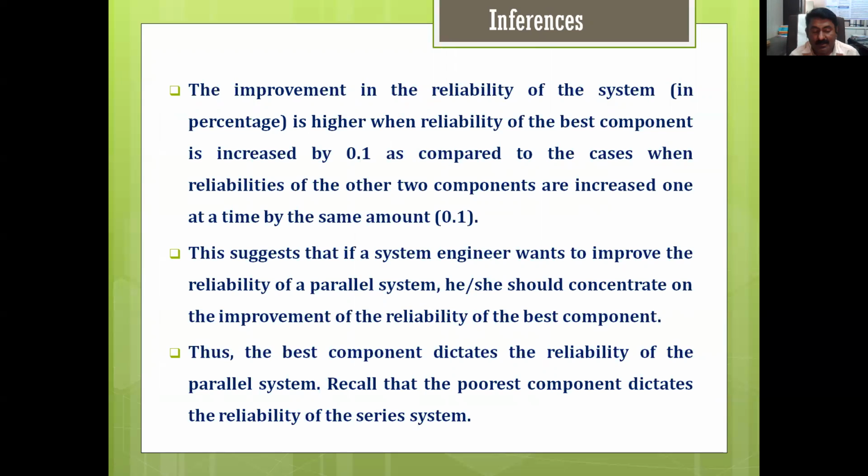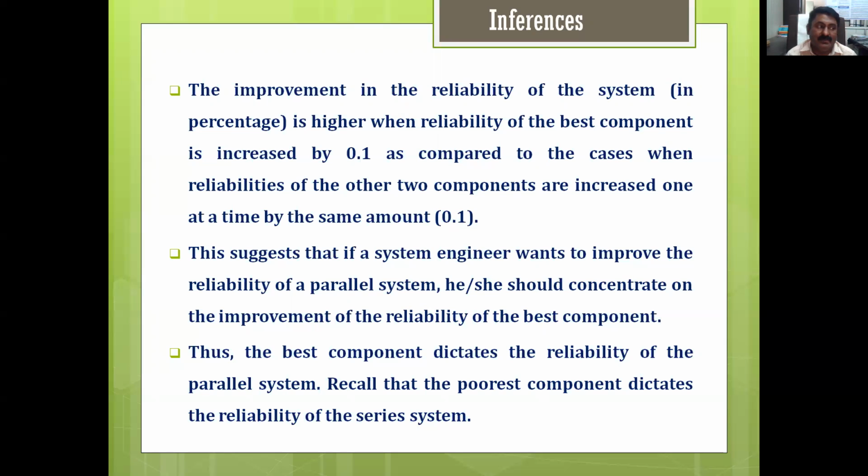What is best? We have discussed in the numerical, and this numerical is purposefully taken with the intention that you will come to know practically. Therefore, 0.2, 0.4, and 0.5. So the component which has reliability of 0.5, we will call the best component because it has the highest reliability. If we increase the reliability of the best component by 0.1 as compared to the other two cases, the improvement in the reliability of the system is higher, and we have noted it from the numerical, or problem solving, also.